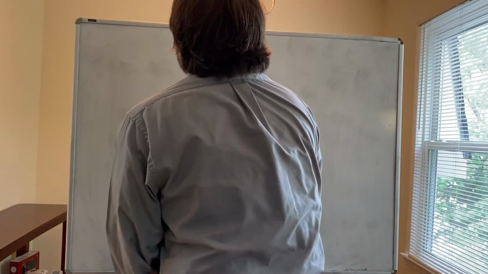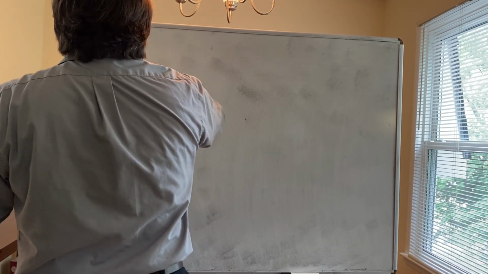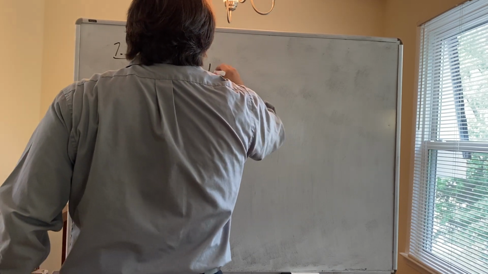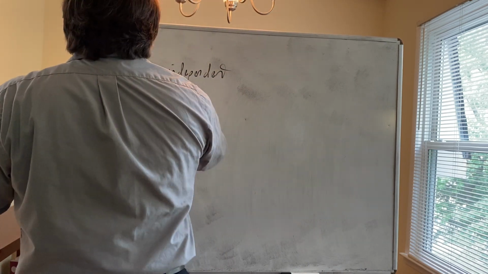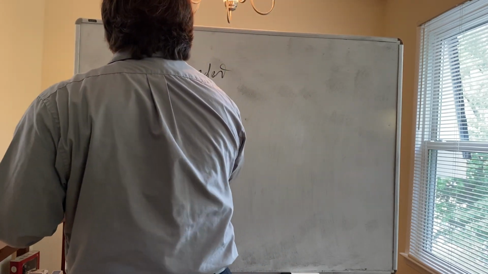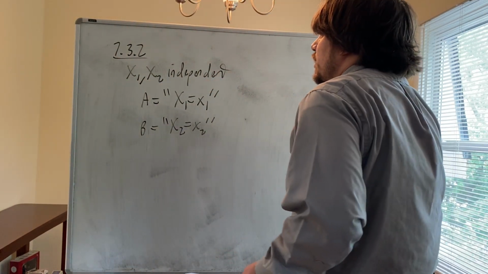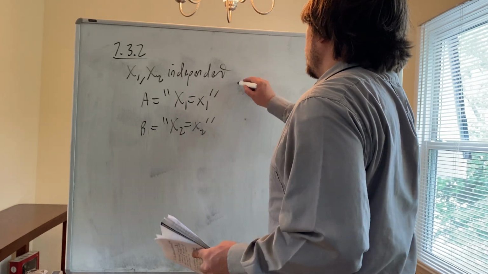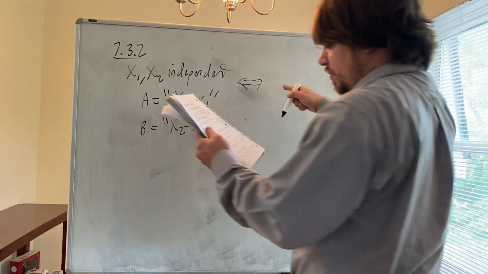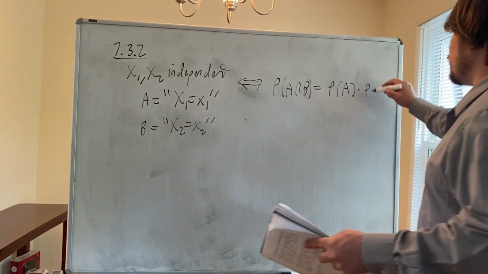Okay, so 7.3.2. X1 and X2 are independent. Event A is the event that capital X1 is equal to some value little x1, and event B is the event that capital X2 is equal to little x2. Okay, so X1, X2 are independent if and only if, that's the notation, the biconditional, notation for the words if and only if, the probability of A intersection B is equal to the probability of A times the probability of B.